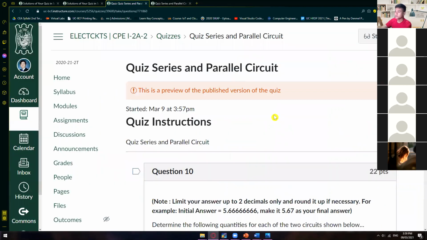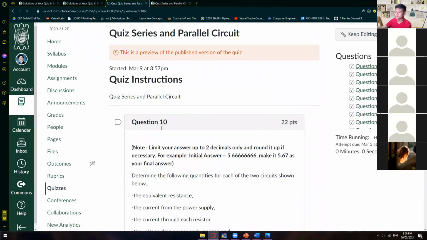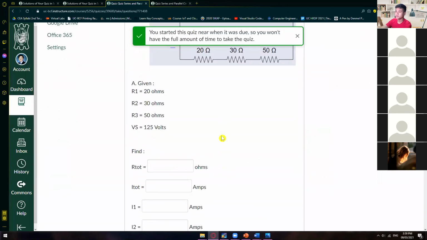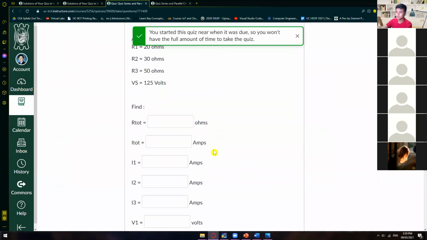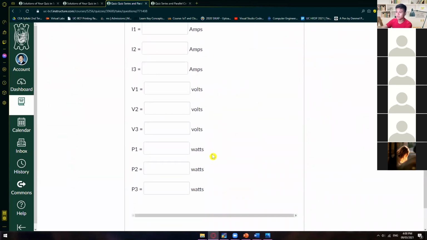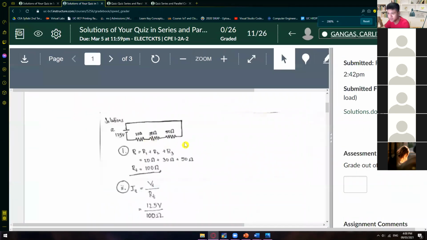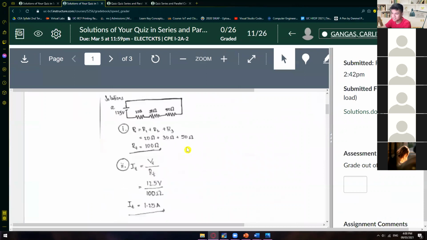Okay, so for the number 1, I guess this one is super easy. R total, I total, I1, I2, I3, V1, V2, V3. Okay, so the solution for that one is right here. Can you guys see? Or not clear? Hello? Can you guys see the solution? Yes, sir.